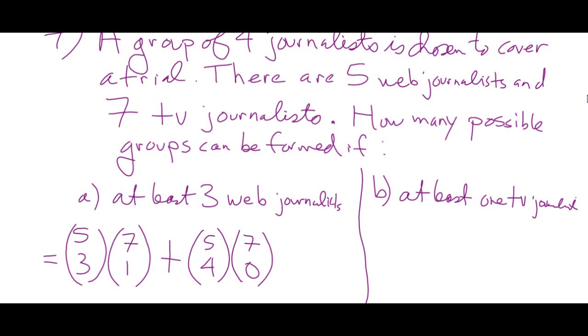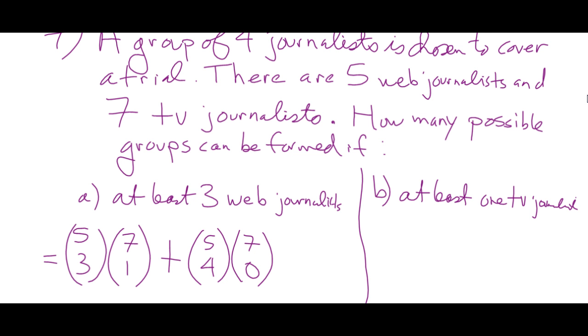The complement, right? What's the complement? The complement of having at least 1 TV journalist, which would be 1 TV journalist, or 2, or 3, or 4. What else is left? Complement is whatever's left in the set. We're choosing 4 journalists to cover the trial, right? And we're saying at least 1. There's 1 TV journalist, or 2, or 3, or 4. What else is left? No TV journalists, right? So how many TV journalists could be covering this? 0, or 1, or 2, or 3, or 4.